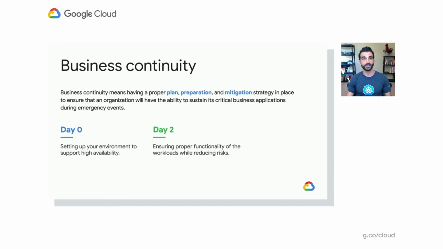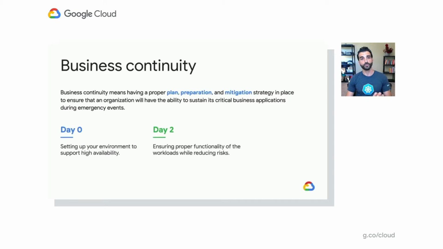Awesome. So we are here to share with you some of the best practices that you can follow to achieve high availability and business continuity with GKE. But first, let's define what business continuity means. Business continuity means having a proper plan, preparation, and mitigation strategy in place. So, in case something happens with the potential to disrupt your business, your organization will have the ability to sustain its critical application. We'll break this discussion into two parts, day zero and day two.